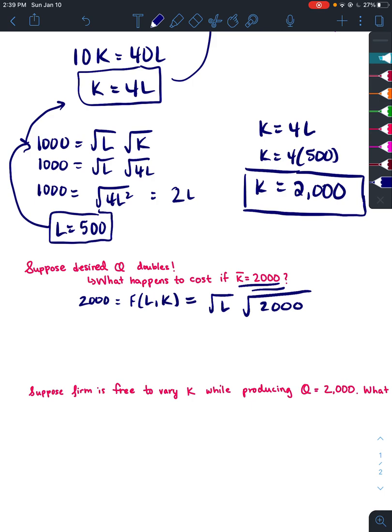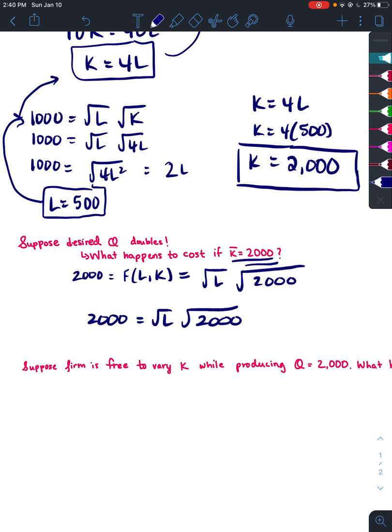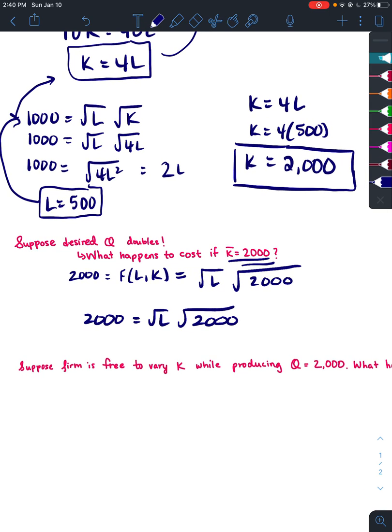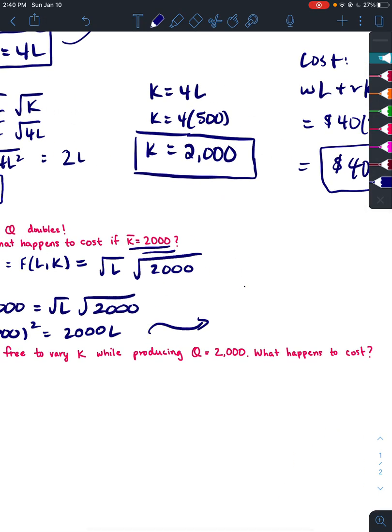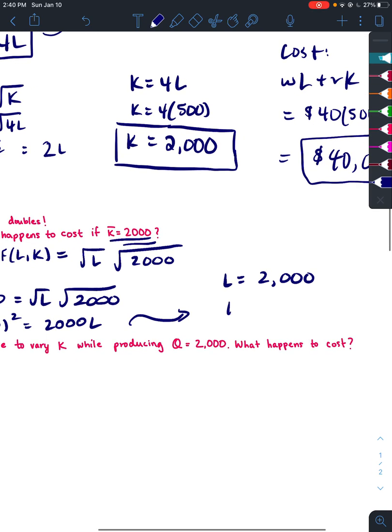Now we have 2,000 is equal to the square root of L times 2,000, well, that's pretty easy, right? All we have to do is square both sides to get a nice answer. So 2,000 squared is equal to 2,000 L. So now we know if we just solve this, we get 2,000 times 2,000, which is 2,000 squared. So given this, L has to be equal to, oops, sorry, I keep writing a dollar sign. L has to be equal to 2,000. We need 2,000 units of labor to have this work. And we already know that K is 2,000.